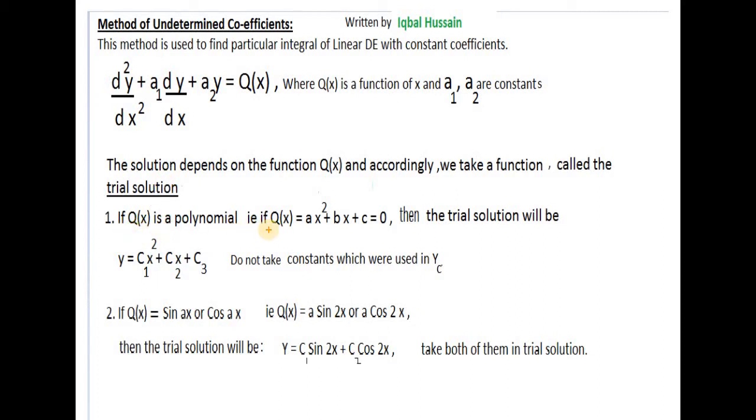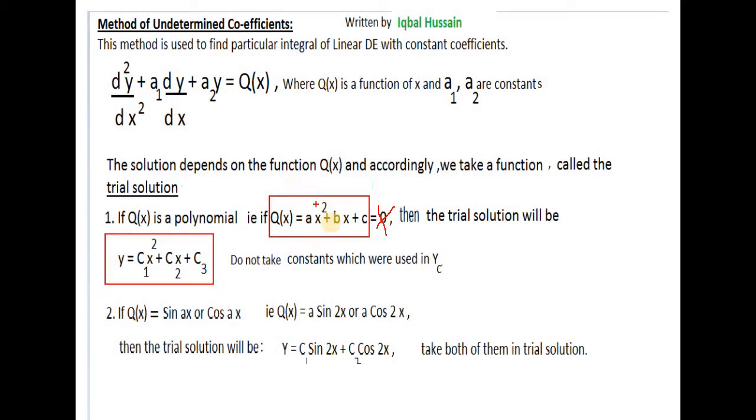If q of x is a polynomial, that is, if function q is equal to ax square plus bx plus c, with a not equal to 0, so that this is a quadratic polynomial function, then the trial solution will be the generalized form of function q. This will be the trial solution on account of function q.